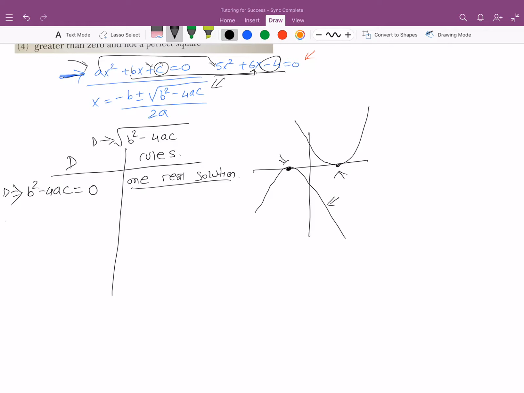The second condition would be you solve b squared minus 4ac, and that turned out to be a perfect square number.